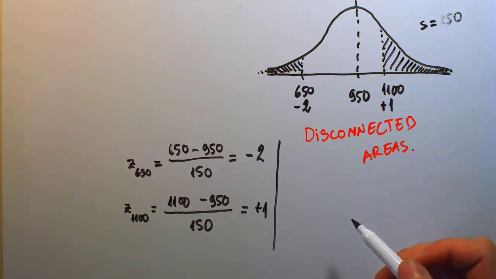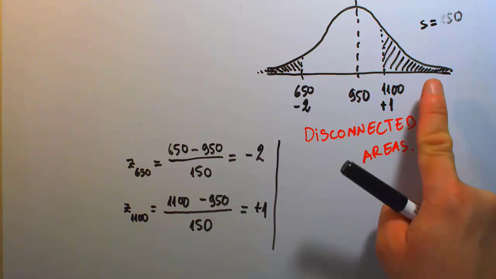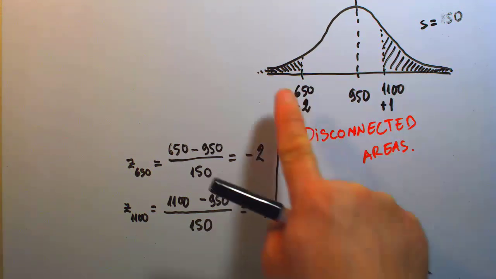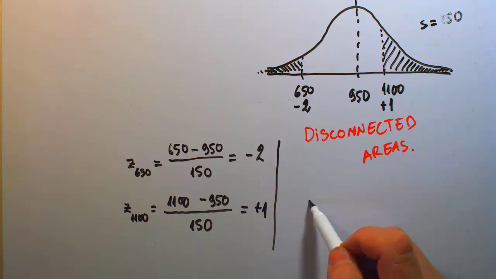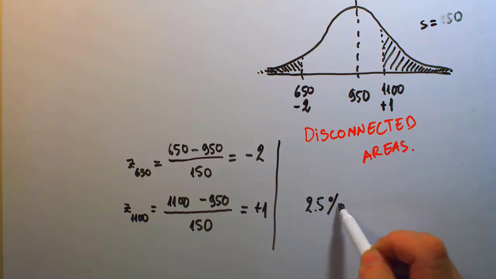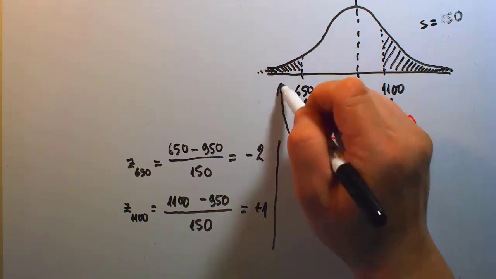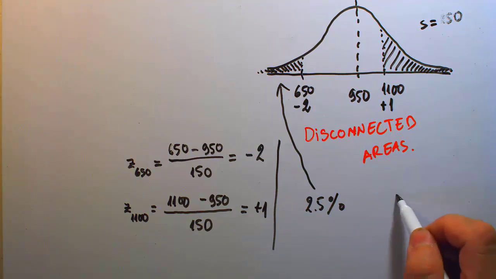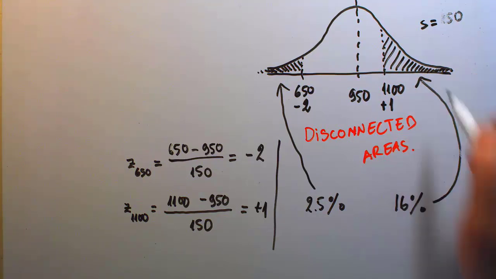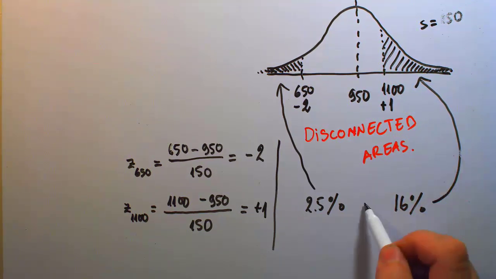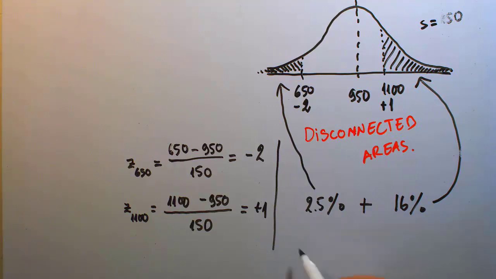And so now we are ready for putting all the pieces together. In the end, my total shaded area combining the two disconnected areas was 2.5% from the left area, and 16% of the data on the other area. All we need now is to total them up, and the calculation says we're looking at a total of 18.5%.